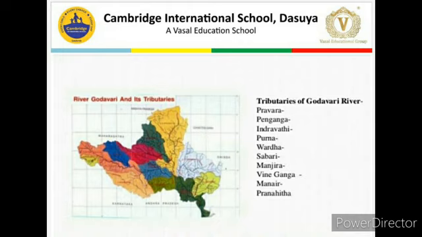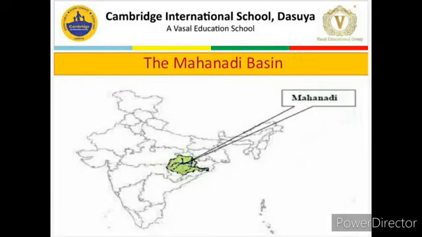The Godavari River forms a large delta before flowing into the Bay of Bengal. Now you can have a moment to look at the list of tributaries given here. The next peninsular river is the Mahanadi Basin.